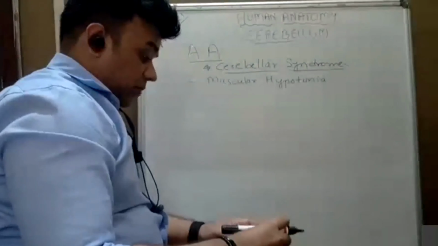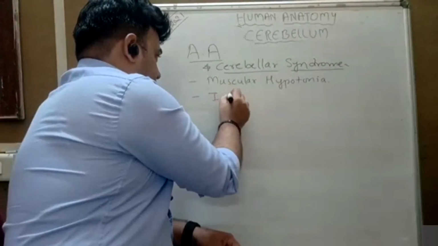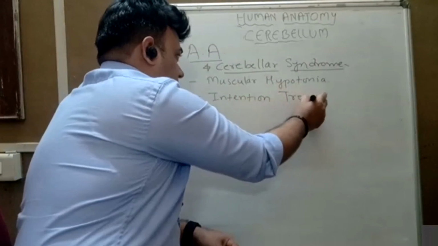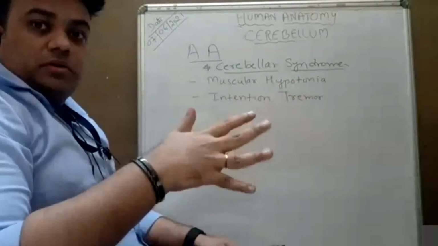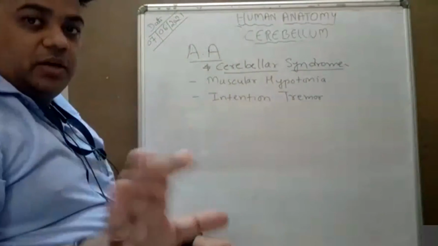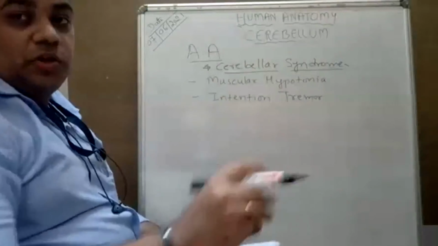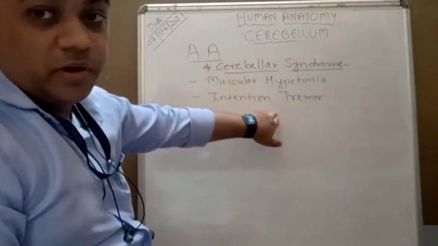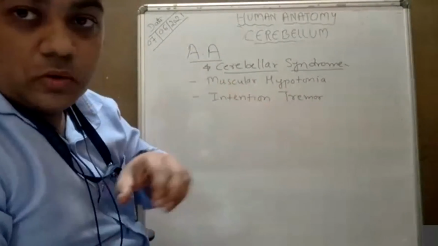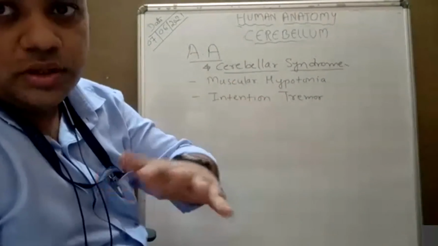Then comes the intention tremor. Yes, it is very important. It is the test most frequently done to detect cerebellar disorder. What is a tremor? This is a tremor. When you have an exam or you are about to go for a viva, when you come here physically, the tremor will come, and that is due to anxiety. But here, due to the cerebellum, there is an intention tremor. Intention means that when I am going to lift something or move my hand, then there is the tremor.